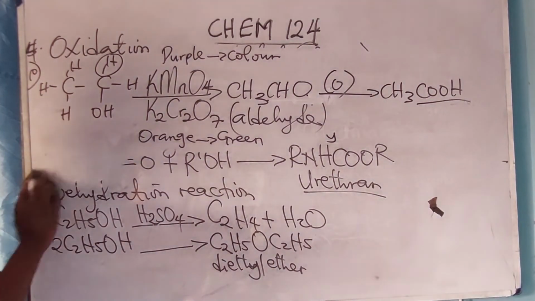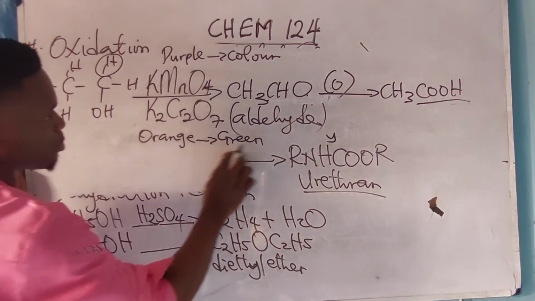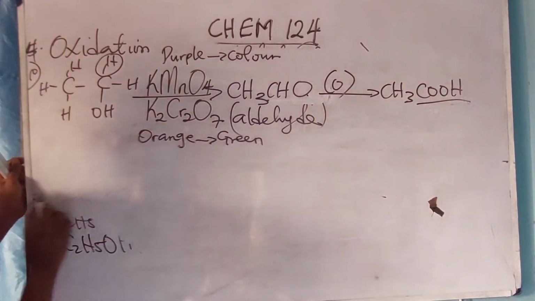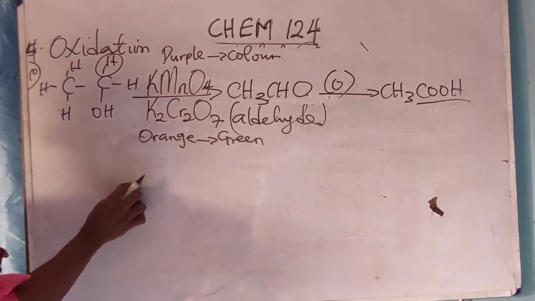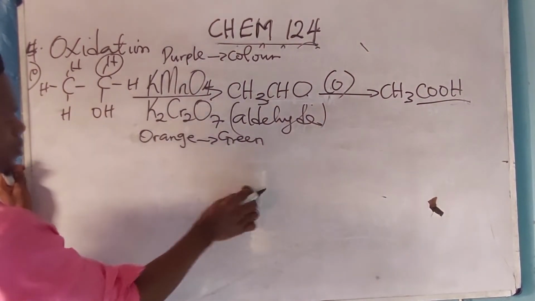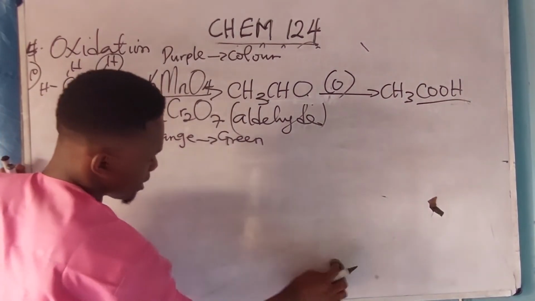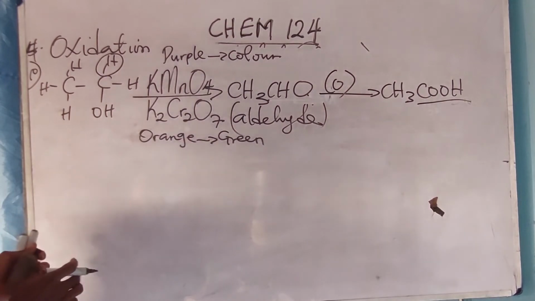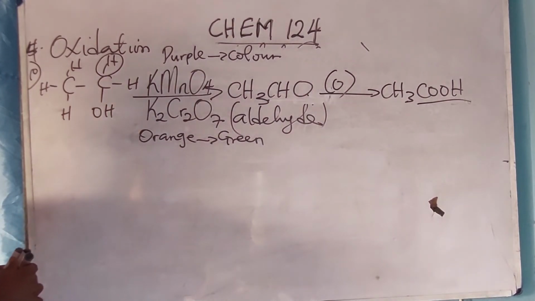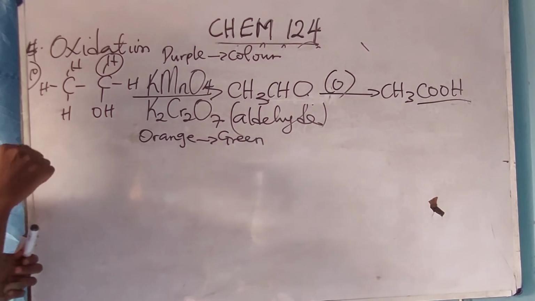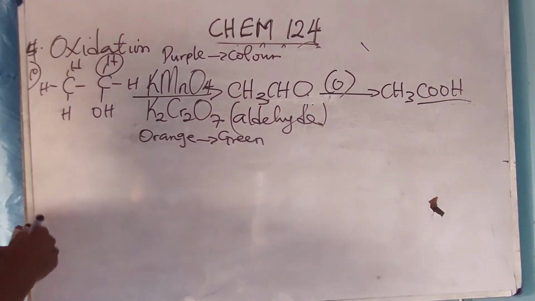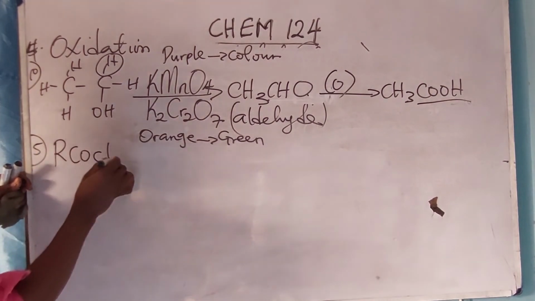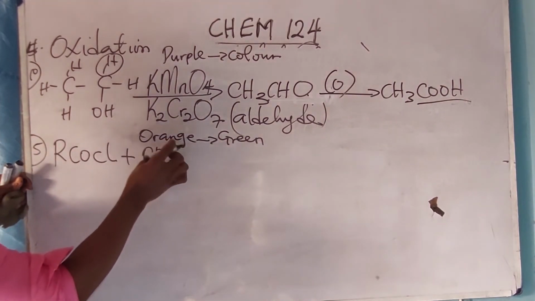Please, when I was telling you the ways of producing alcohol, I told you that esters are reduced to give alcohol. There's something you must note. Another reaction of alcohol is that alcohol also reacts with acid chloride and acid anhydride. Now, you know acid chloride is RCOCl.